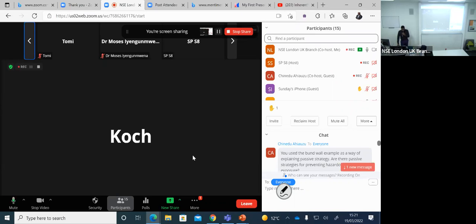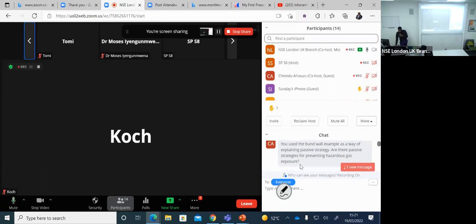Thank you. Okay. So the next question on the chat is one from myself, and it's to Nike. You used the bund wall example as a way of explaining the passive safety prevention strategy. Are there passive strategies for preventing hazardous gas exposure? Because the bund wall would prevent spillage of the liquid, so it's just the gaseous one.